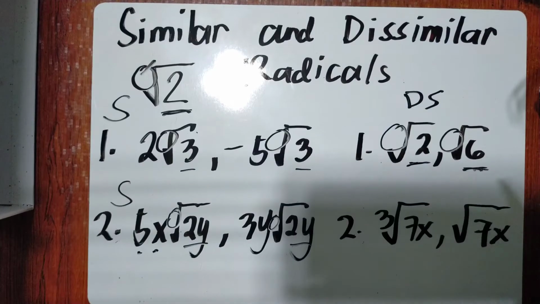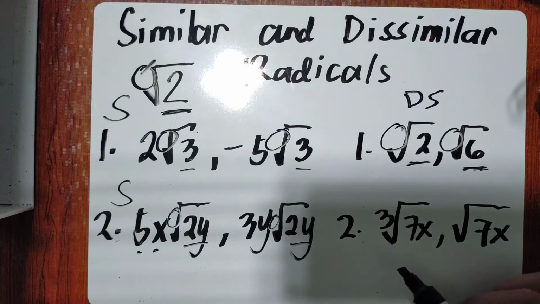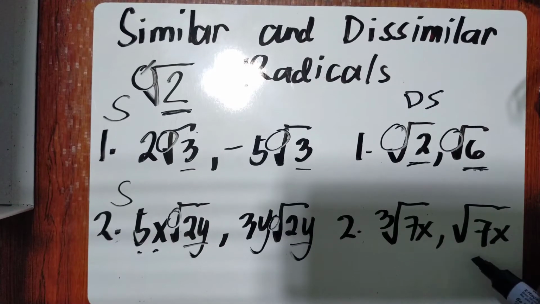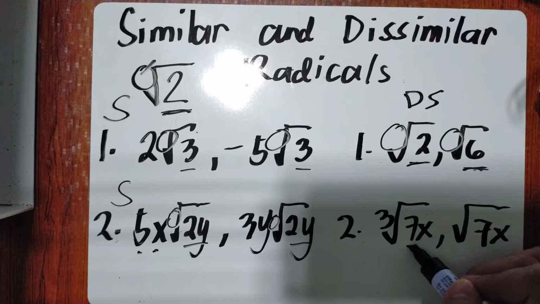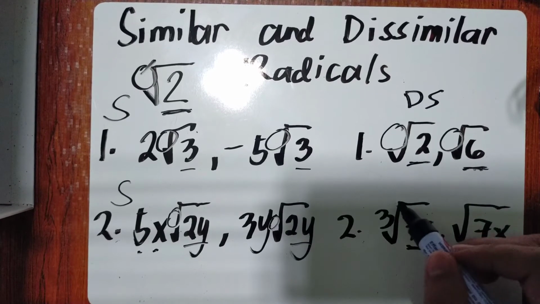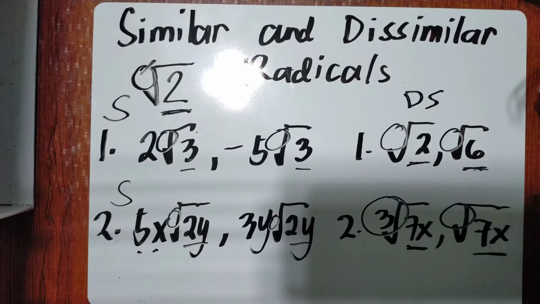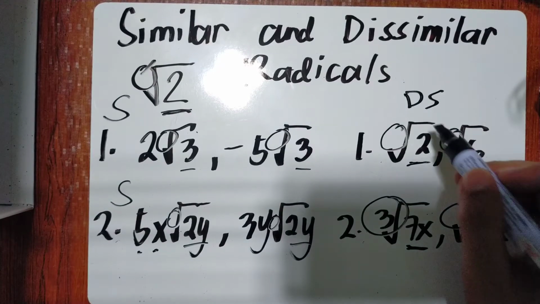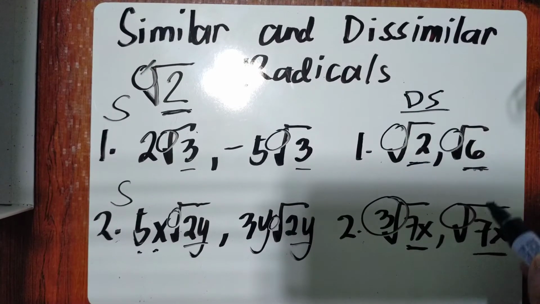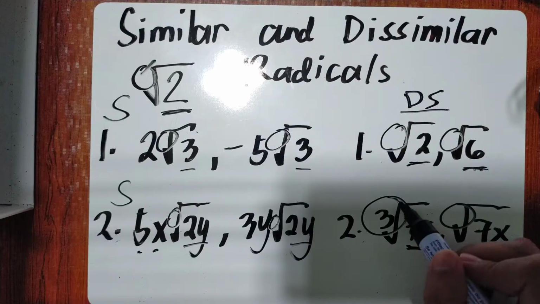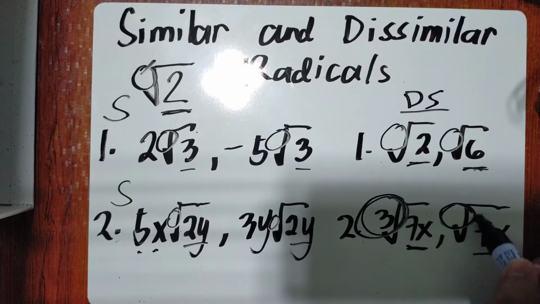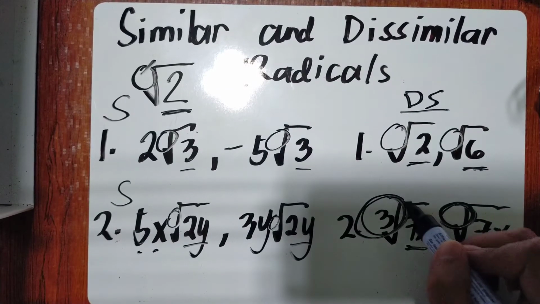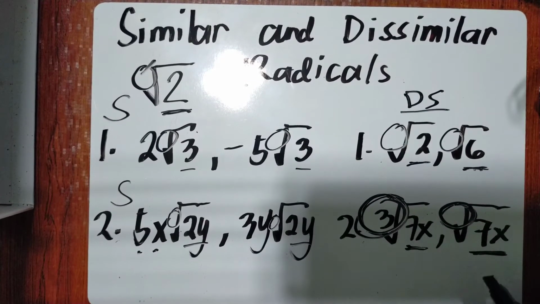Okay? Dissimilar radicals. How about number 2? Cube root of 7x and square root of 7x. Parehas naman sila ngayon ng radicand, pero magkaiba sila ng index. Therefore, hindi pa rin sila similar. Dissimilar sila dahil magkaiba sila ng index. Okay? Kahit magkapares pa sila ng radicand, kung magkaiba naman sila ng index, dissimilar pa rin sila. Okay?